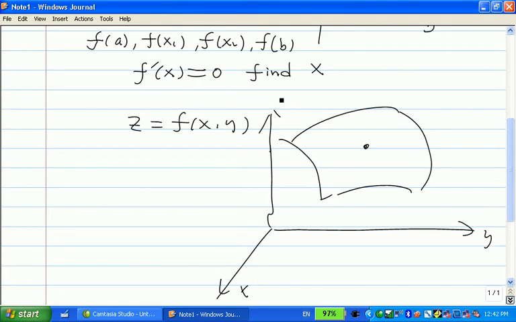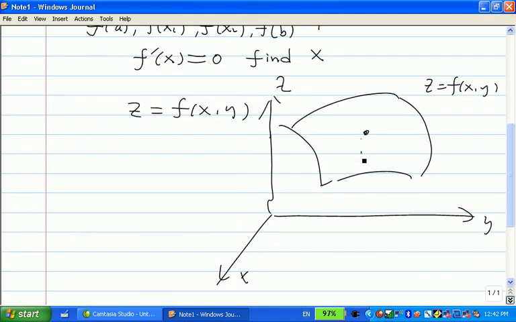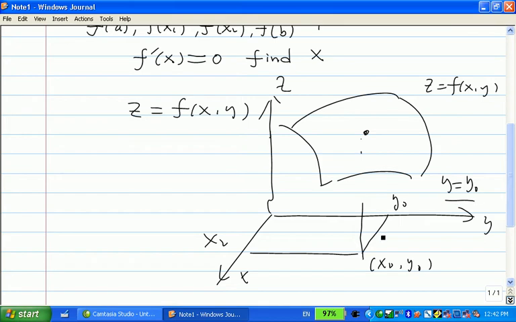Here are x, y, and z. This is the surface z equal to f(x, y). This point, say (x0, y0). Now, let me say that again. This point is a local maximum. Here is y0, here is x0. Remember, if you let y equal to y0, which is a plane, and it goes up and intersects your surface, you get a curve on the surface.